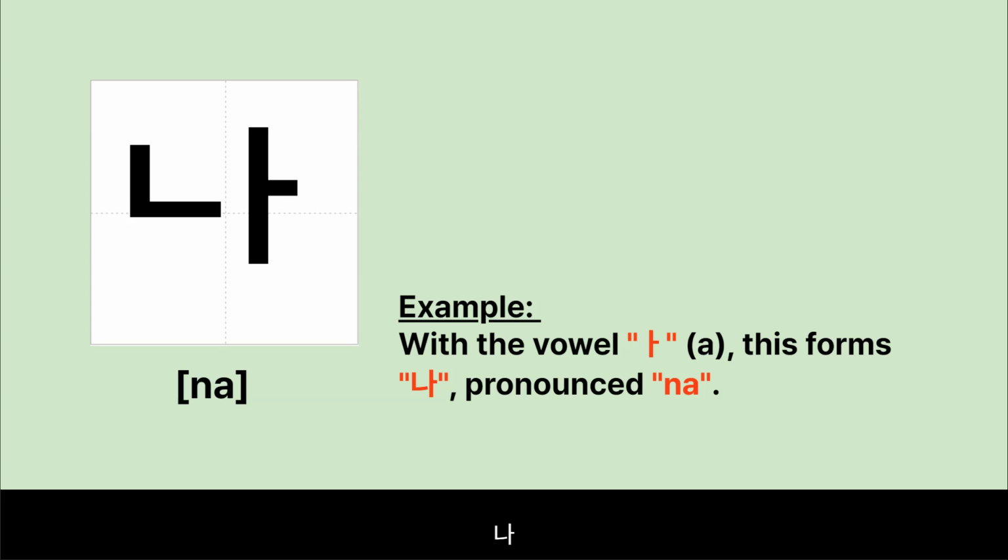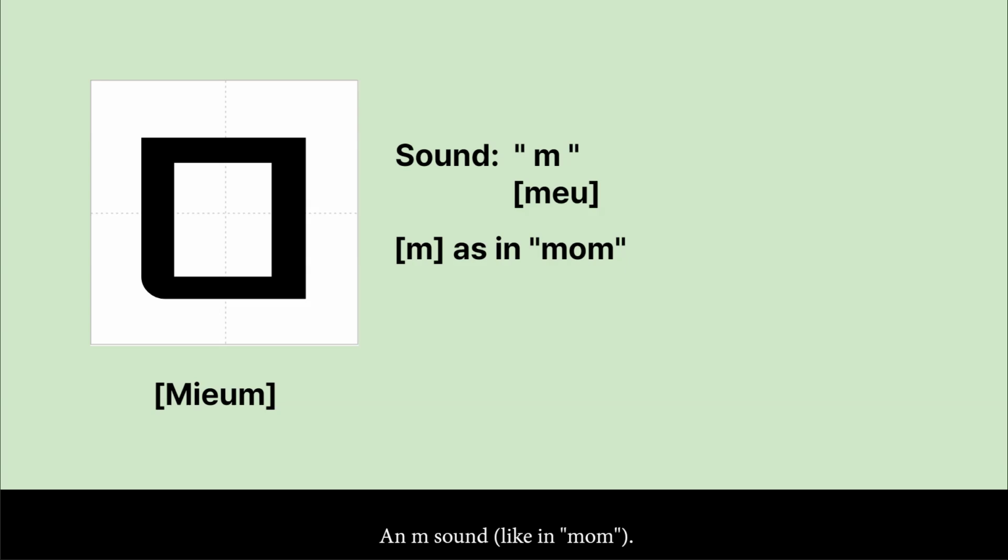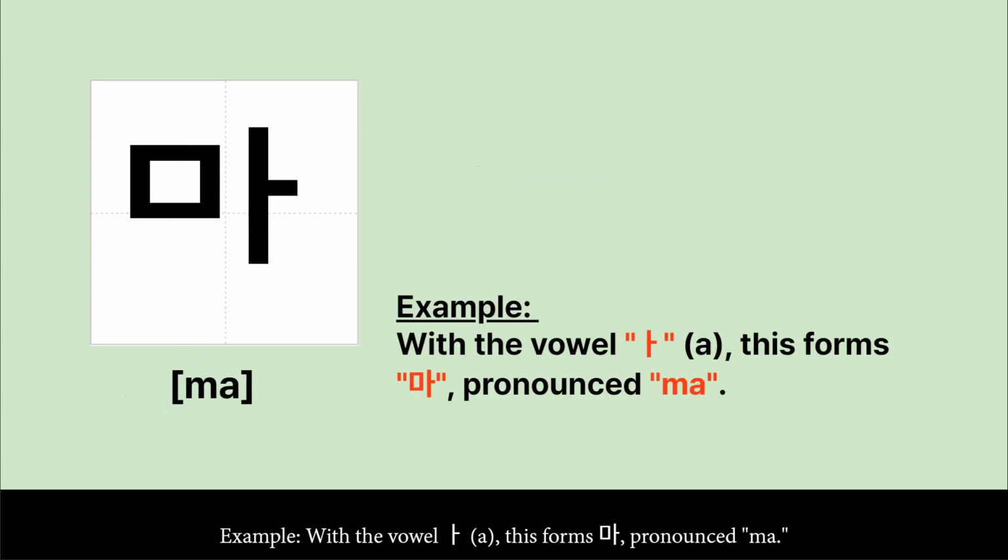나. Number 3. 미음, 무. An m sound like in mom. The shape represents a closed mouth. Example with the vowel a, this forms m, pronounced ma.